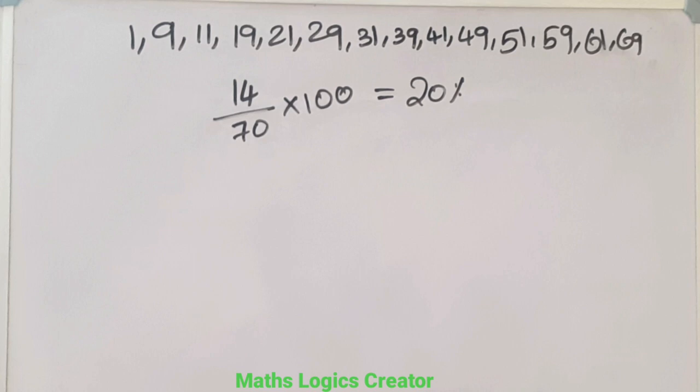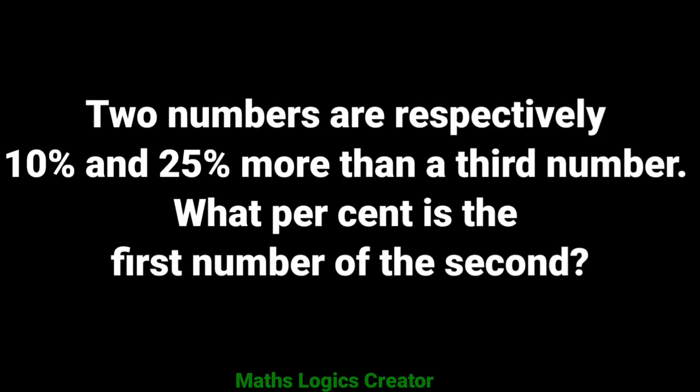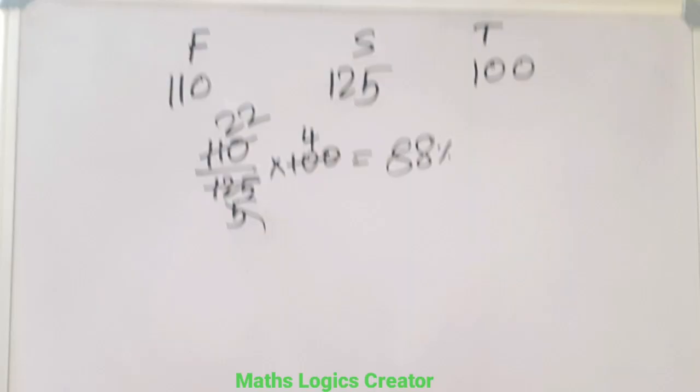Let's get into the next question. Two numbers are respectively 10% and 25% more than a third number. What percentage is the first number of the second number? Let's treat the third number as 100. The first number is 10% more, and the second number is 25% more. So the third number is 100, the first number is 110, and the second number is 25% more than the third number, so 125.